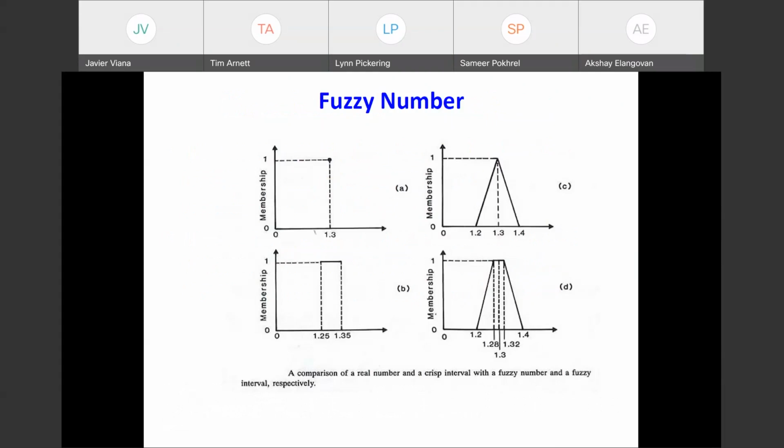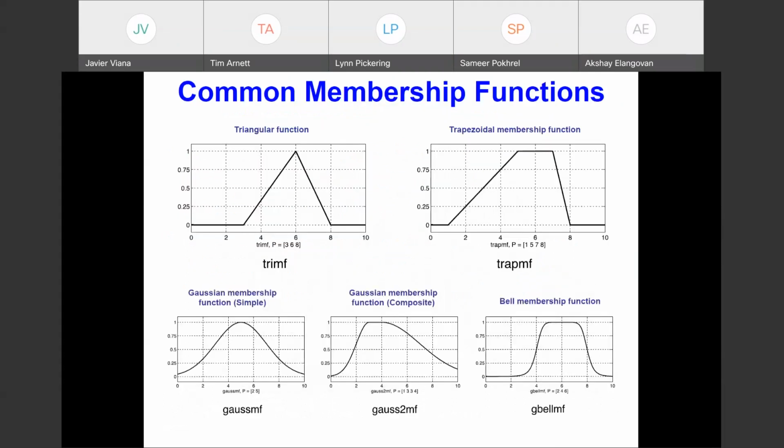These are some other representations. We see a singleton right here. We see a triangular membership function. We see a trapezoidal. And this is an interval, more closely related to a crisp set. Again, these are some more common membership functions you might see.